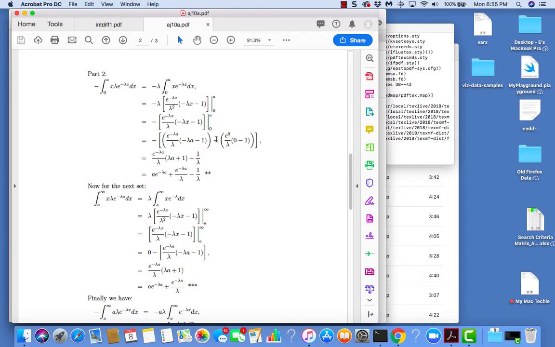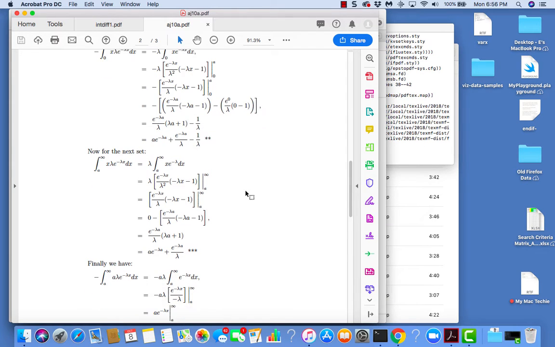This becomes a positive, but I still have a minus value here. So I'm going to end up with e to the minus lambda over lambda times lambda a plus 1 minus 1 over lambda. And when I go ahead and multiply through, from the first term the lambdas cancel. So I have a e to the minus lambda a plus e to the minus lambda a over lambda minus 1 over lambda. And that's my second piece.